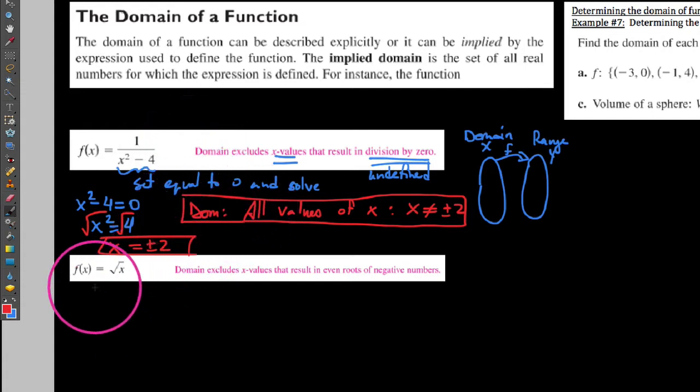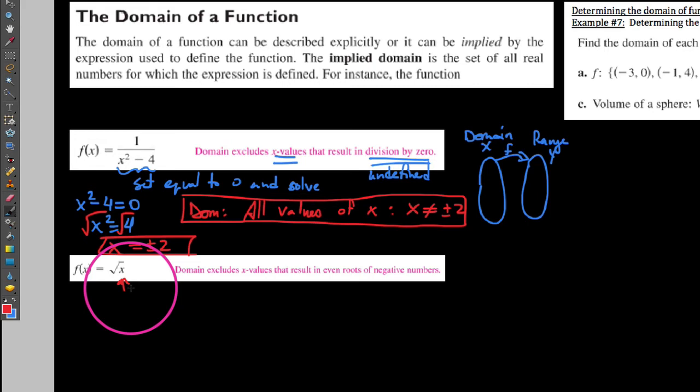It's undefined. So for this next example, you look at this, you see a radical. And so I want everybody to recall that when we talk about a square root or a fourth root or a sixth root, it is impossible to take a number times itself, an even number of times, and result in a negative. So for any values of x that I put in here that are negative, I'm not going to get a y value that comes back, because there is no number I could take times itself and get a negative. So we say that the domain should always exclude x values that result in even roots of negative numbers.